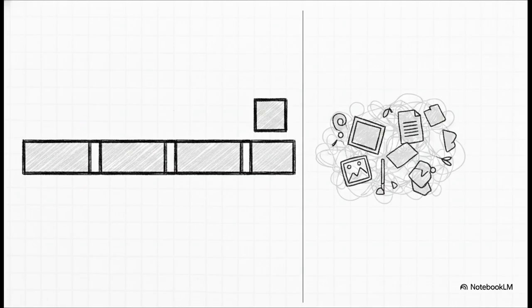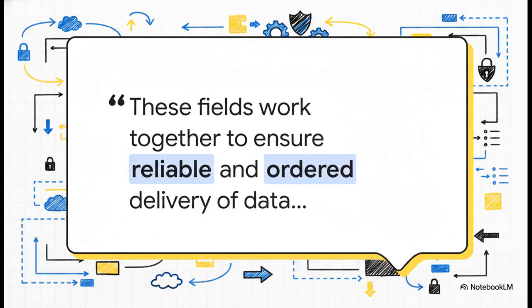Let's just take a breath for a second and look at this quote straight from our source material. These fields work together to ensure reliable and ordered delivery of data between sender and receiver in a TCP connection. That is really the absolute core takeaway of this whole explainer. The exact structure might flex a bit depending on what options or flags are set, but this entire shebang exists for one single reason: total guaranteed reliability.